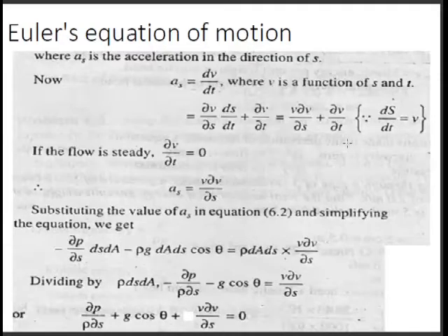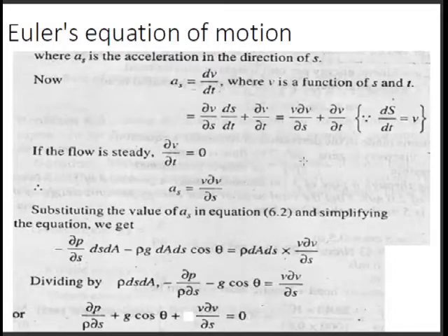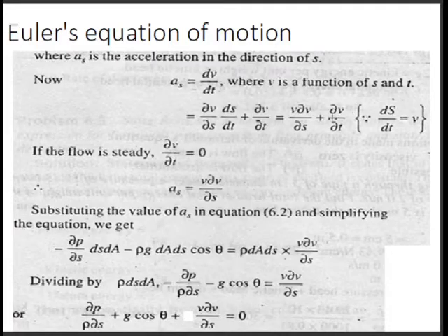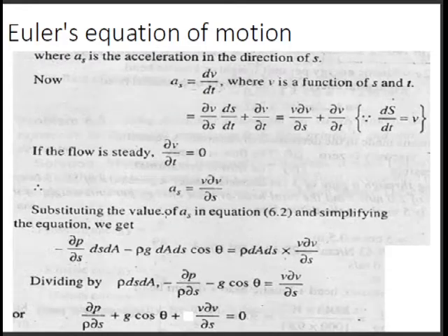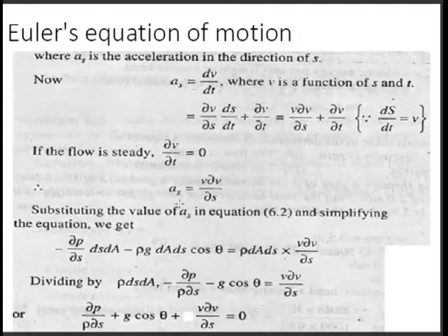But if the flow is steady, then the derivative of velocity with respect to time is 0, so this term is equal to 0. The remaining term is a_s equal to v ∂v/∂s. So up to here we have calculated the value of acceleration in the direction of S.